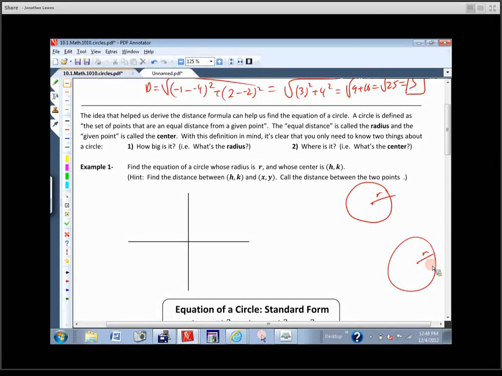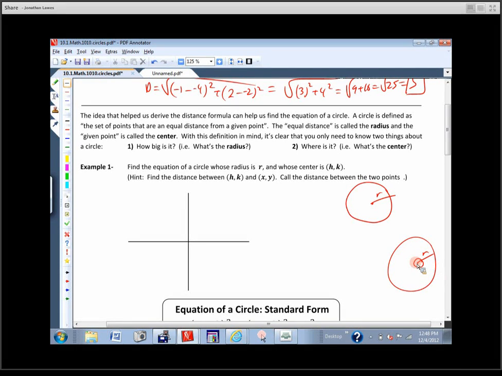By the same token, if I use the same center and a smaller radius, they're not the same circle. So keep that in mind. It makes circles a lot easier. You only need two things. You need to know where it is, you need to know the center, and you need to know how big it is. Pardon me. You need to know the radius. Okay? So here's what we're going to do.